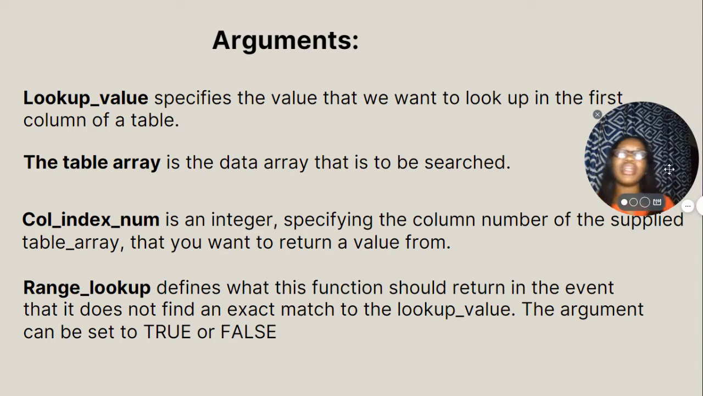So the range lookup has an argument which can be set as true or false. It is true when it is to return an approximate match from the search. Then it is false when it is to return an exact match for the search.